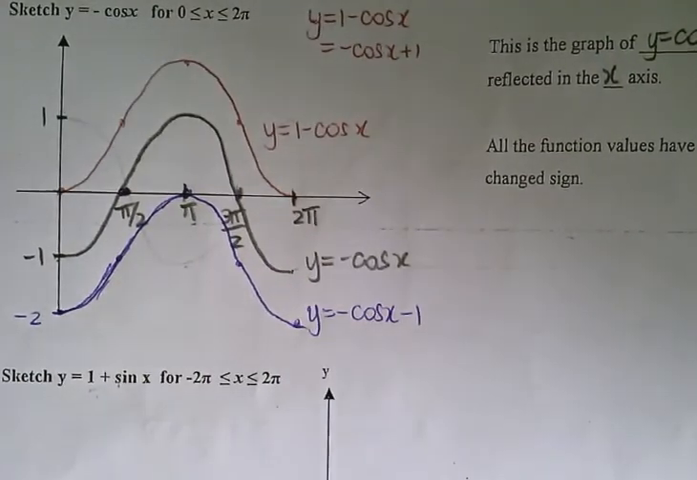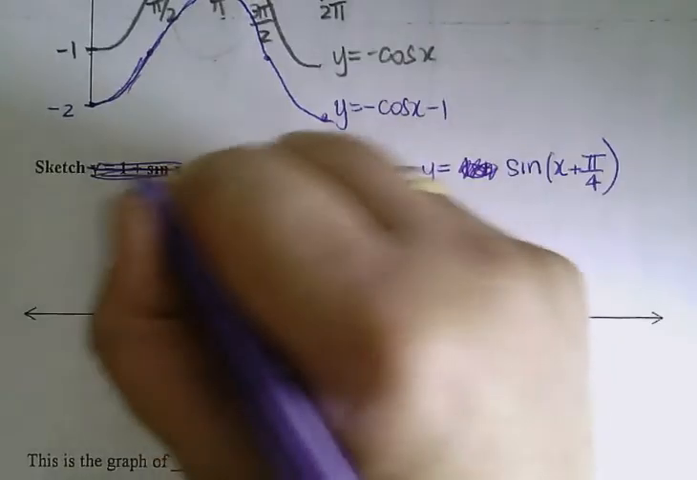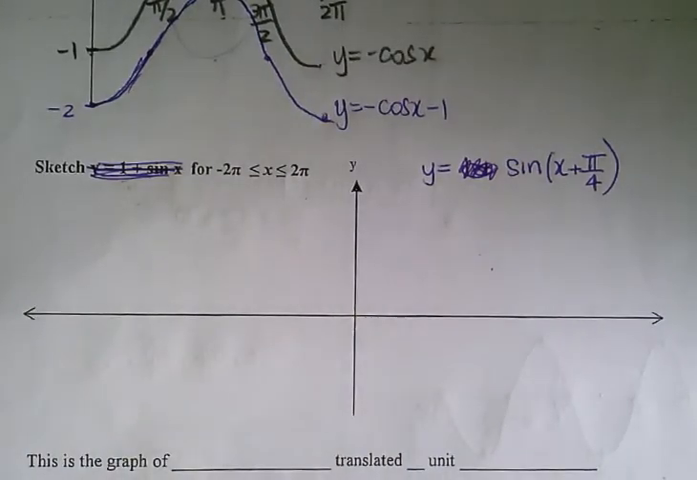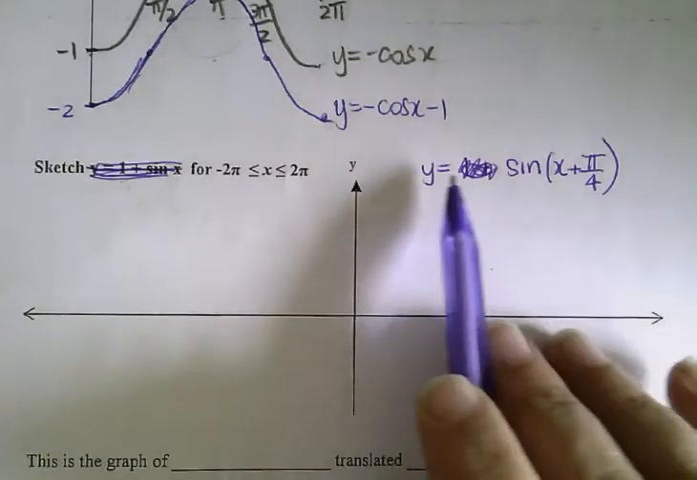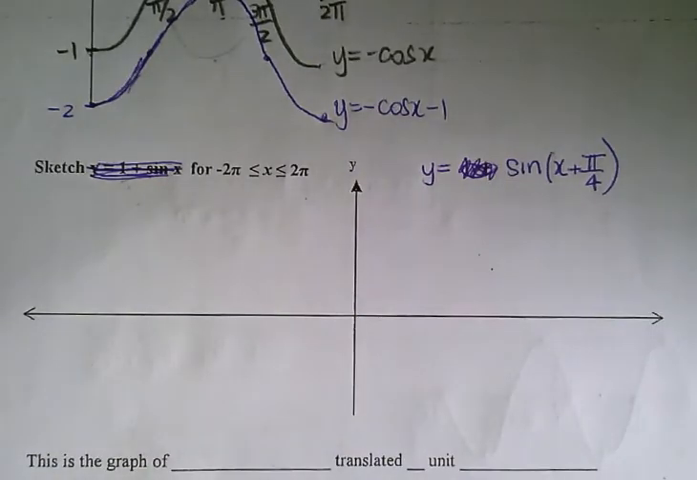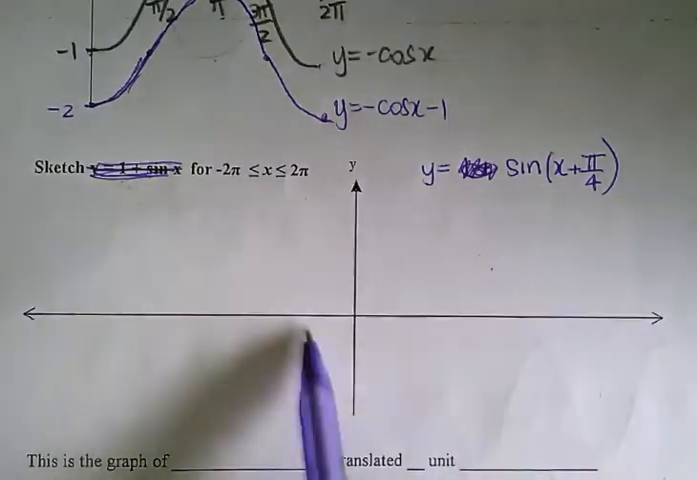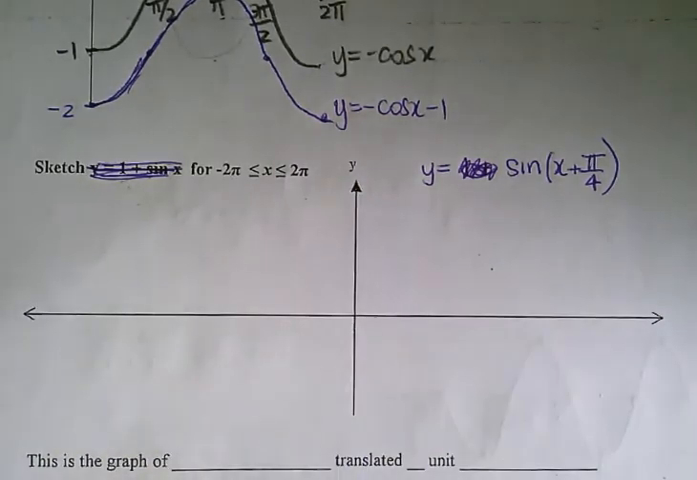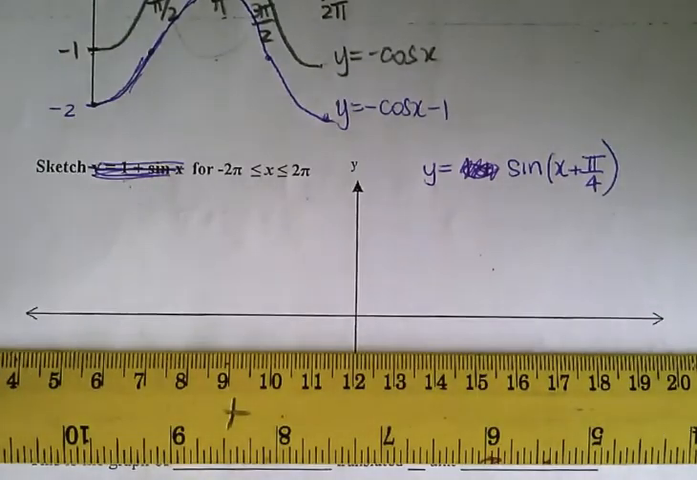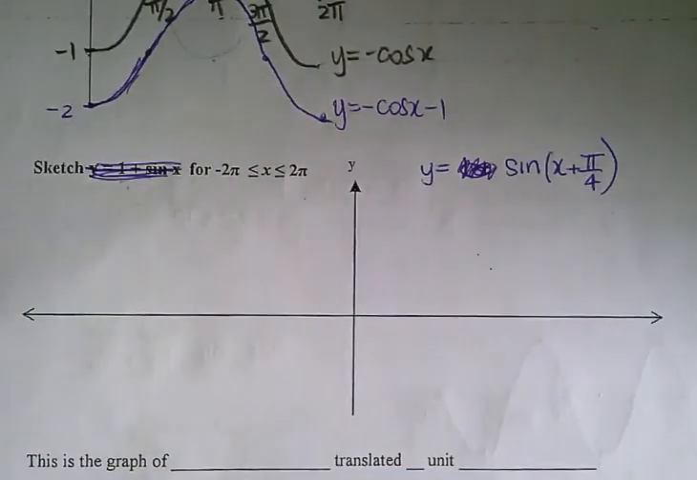You know what? Maybe I'll change this one. Just cross that one off. We're not going to do 1 plus sine x because we know that is just the sine x curve shifted up. That's easy. Let's do this one instead. y equals the sine of x plus pi on 4, and we're going to sketch it from negative 2 pi through to pi. Don't get your ruler out.